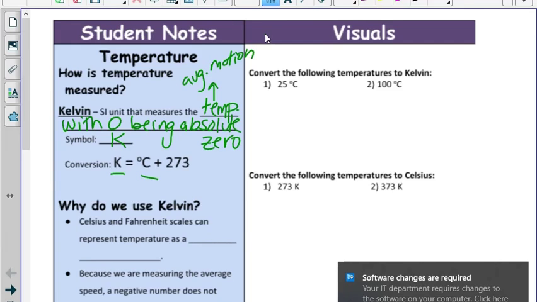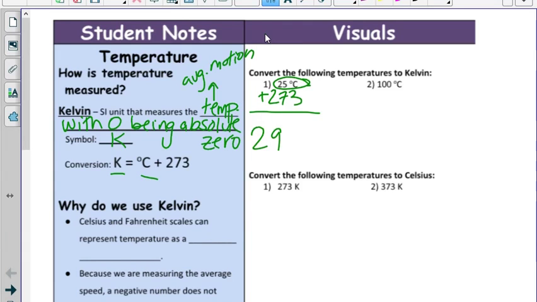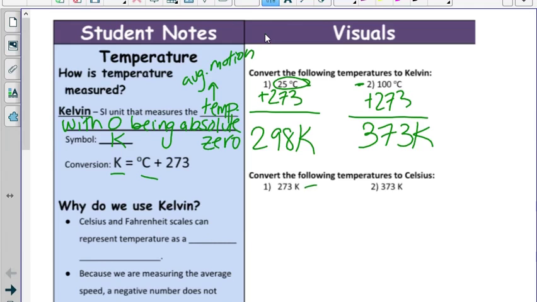So up here, if we want to convert the following temperatures to Kelvin, well, all we have to do is add 273 to the degrees Celsius, and what do we get? We get 298 Kelvin. Pretty simple. Same thing for this one. We start with 100 degrees Celsius. We add 273. What do we get? 373 Kelvin. Pretty easy.